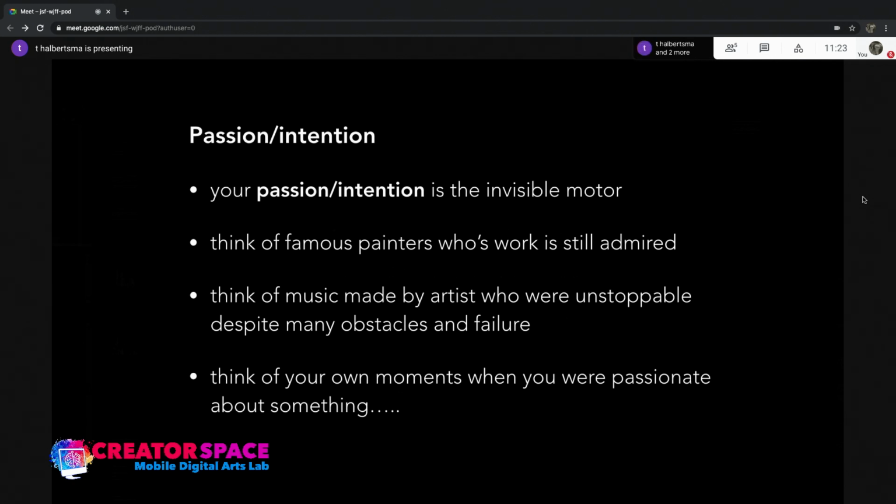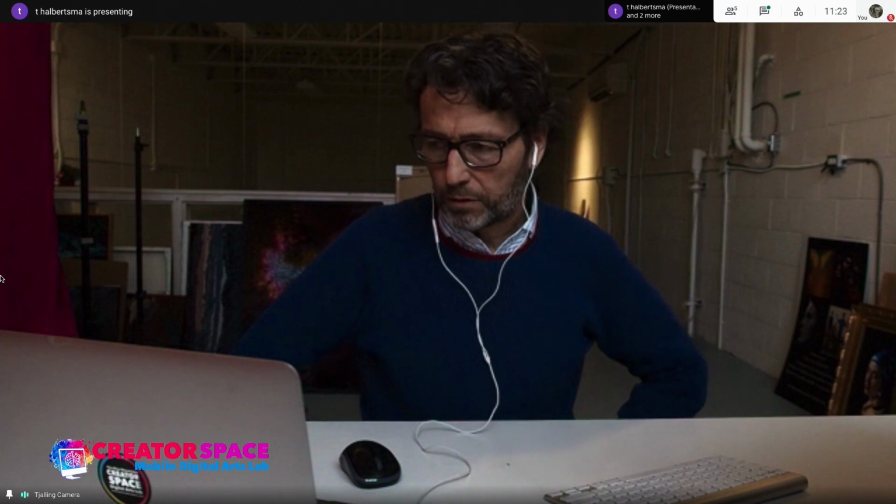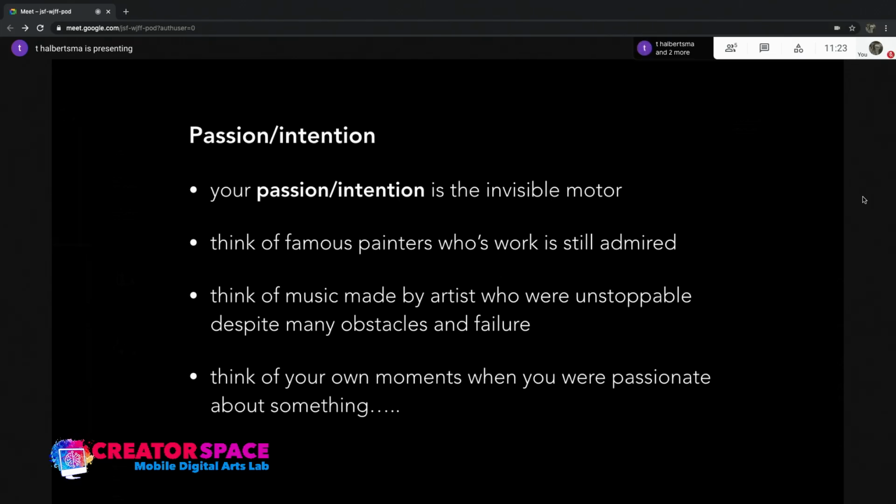Think of music made by artists who were unstoppable despite many obstacles. You probably know a lot of people yourself, but I saw not too long ago a documentary on how the Beatles started and how their popularity grew. It was just insane. And you've got to be really stable and strong to go through the whole landscape of ups and downs and resistance.